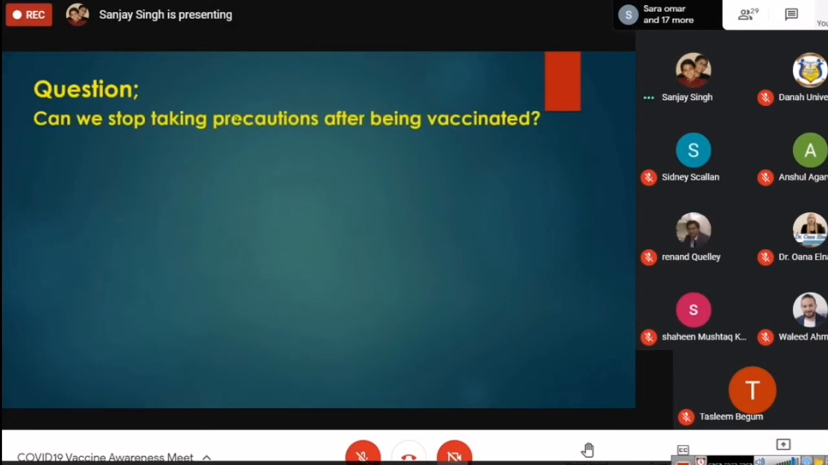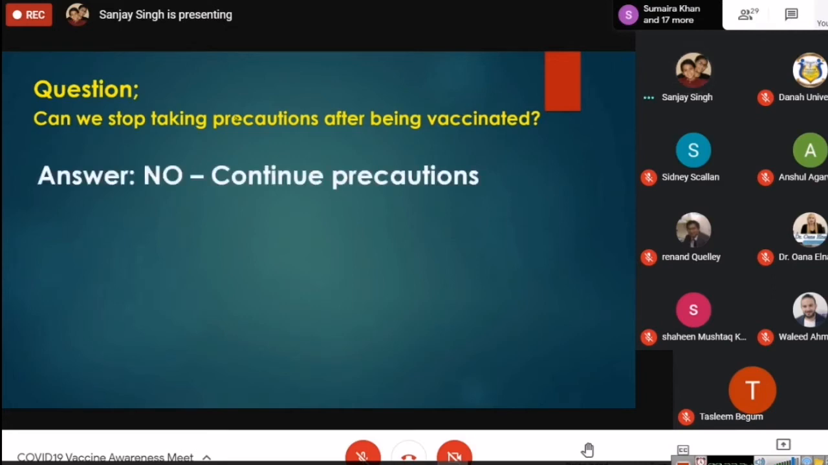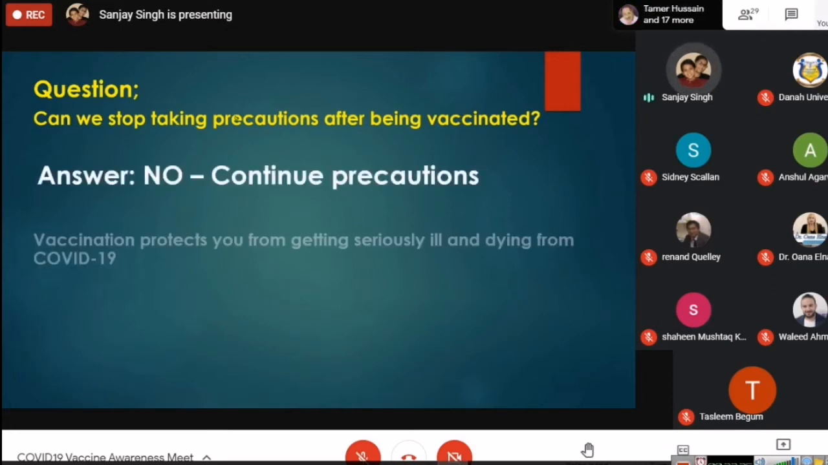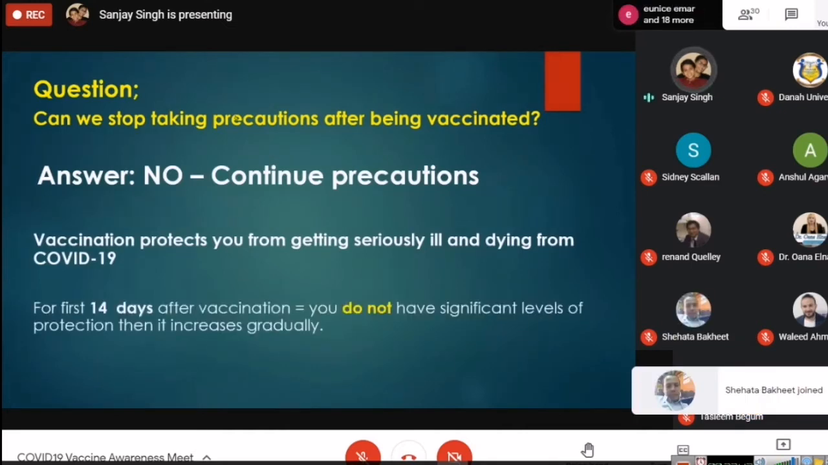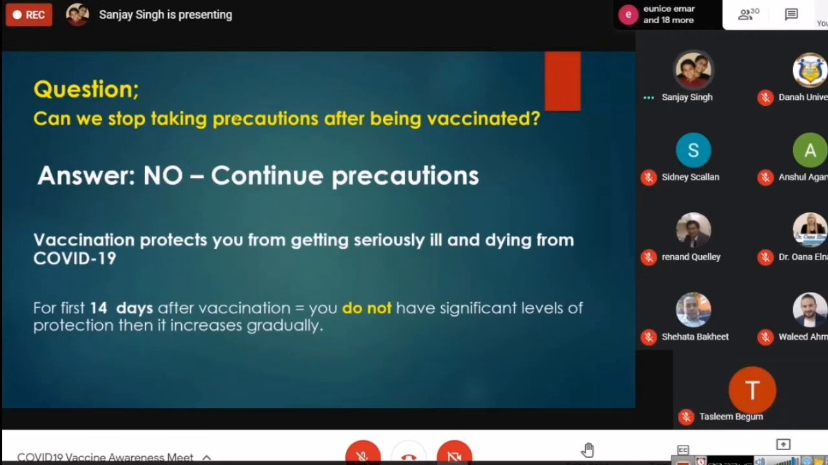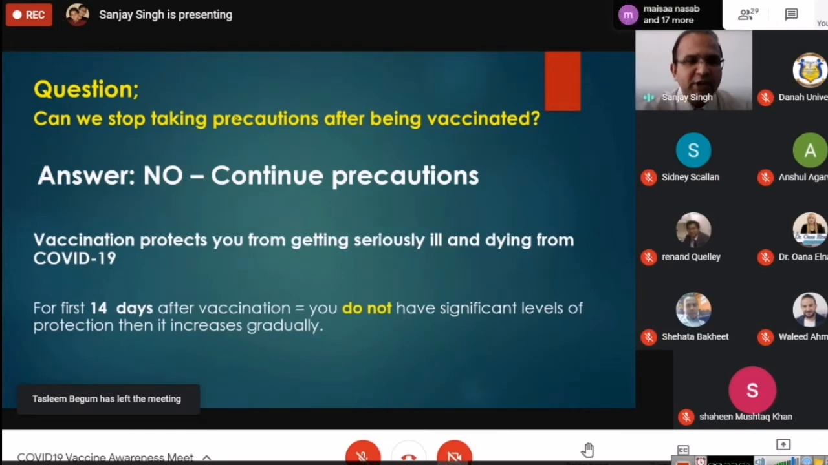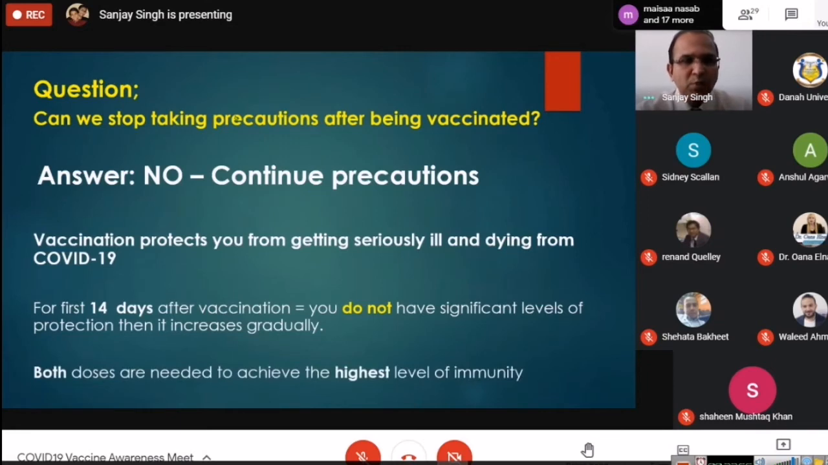Can we stop taking precautions after vaccination? The answer is no, you should continue precautions. Vaccination protects you from getting seriously ill or dying from COVID-19. So for the first 14 days after vaccination, you do not have significant level of protection. And then after 14 days, it gradually increases. Both doses are needed to have the best level of immunity.